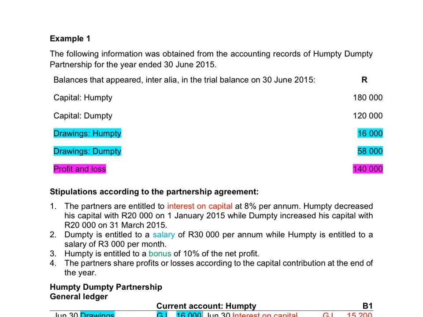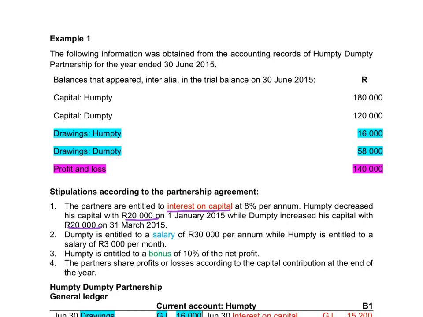Good morning. We will pay attention to the partnerships today, and we will especially pay attention to the general ledger entries. The balances given in this information will be the opening balances in the ledger accounts. According to the partnership agreement, the partners are entitled to an interest on capital of 8%. You have to take into account that Humpty decreased his capital with 20,000 and Dumpty increased his capital with 20,000.